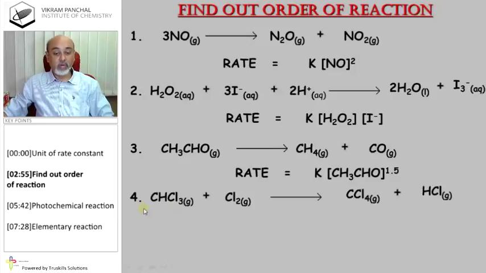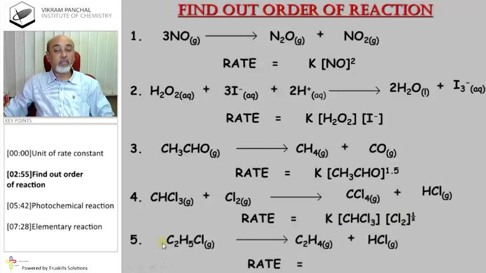Next, chloroform reacts with chlorine and you will get carbon tetrachloride plus HCl. The differential rate law for this reaction is rate is equal to K CHCl3 raised to 1 Cl2 raised to half. So the order of reaction with respect to chloroform is 1 and with respect to chlorine is half. Net order of reaction is 1.5.